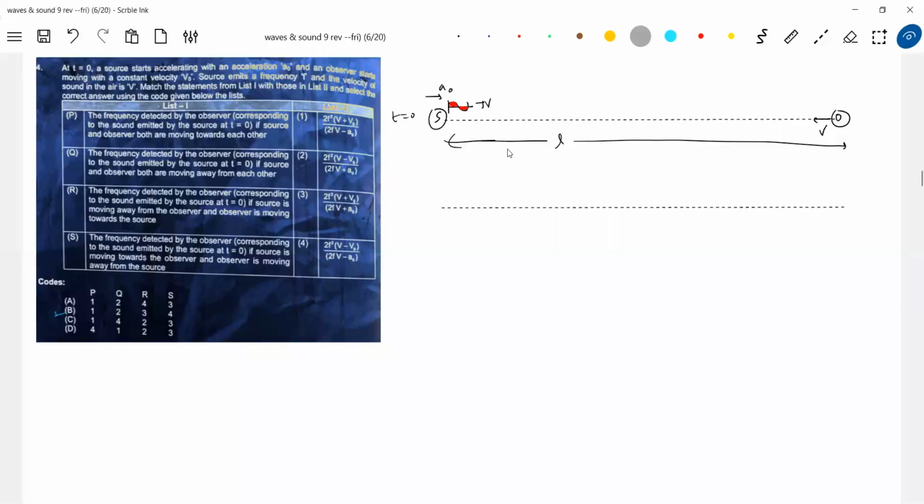So after some time, the observer will be here, and the pulse has reached here. Let me take this interval of time as t equal to t1. So can we calculate this particular t1? What is t1 you can write? What is the t1? The time taken by the first pulse to reach the observer.